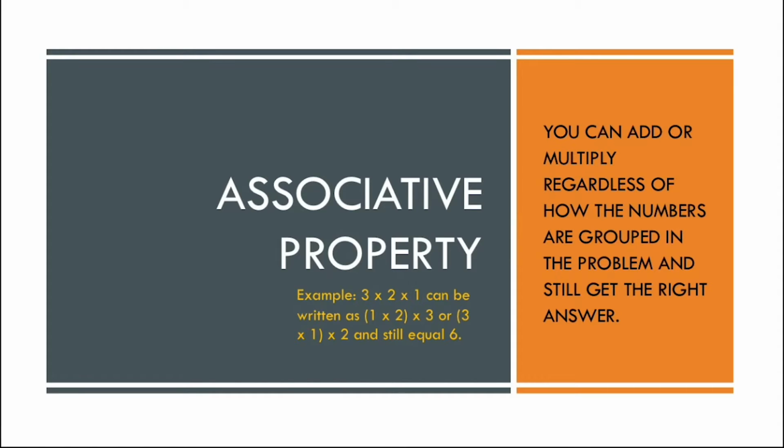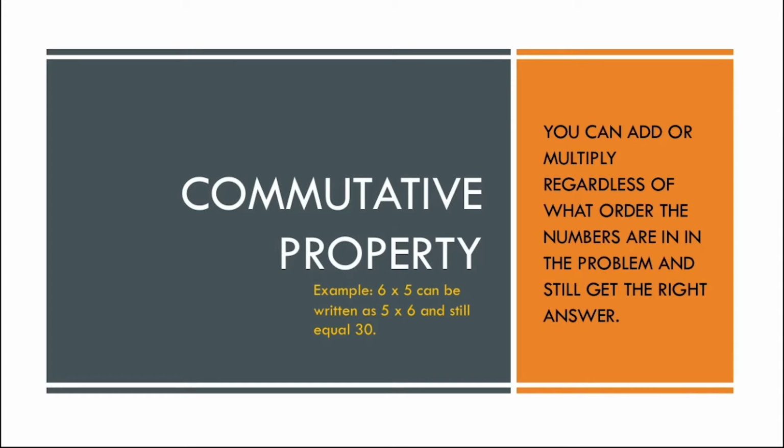The Associative Property says that you can add or multiply regardless of how the numbers are grouped in the problem and still get the right answer. The Commutative Property says you can add or multiply regardless of what order the numbers are in the problem and still get the right answer.